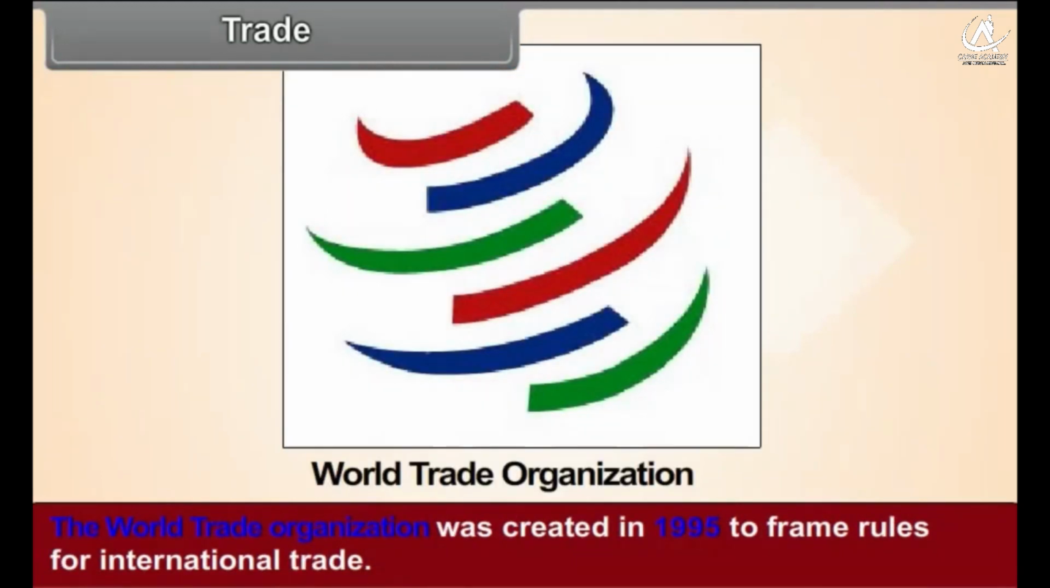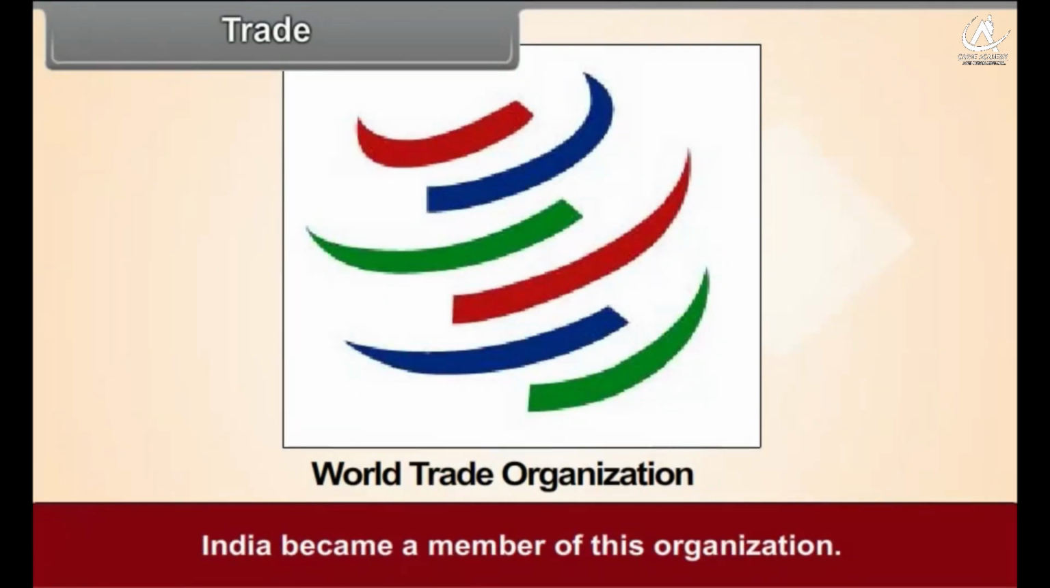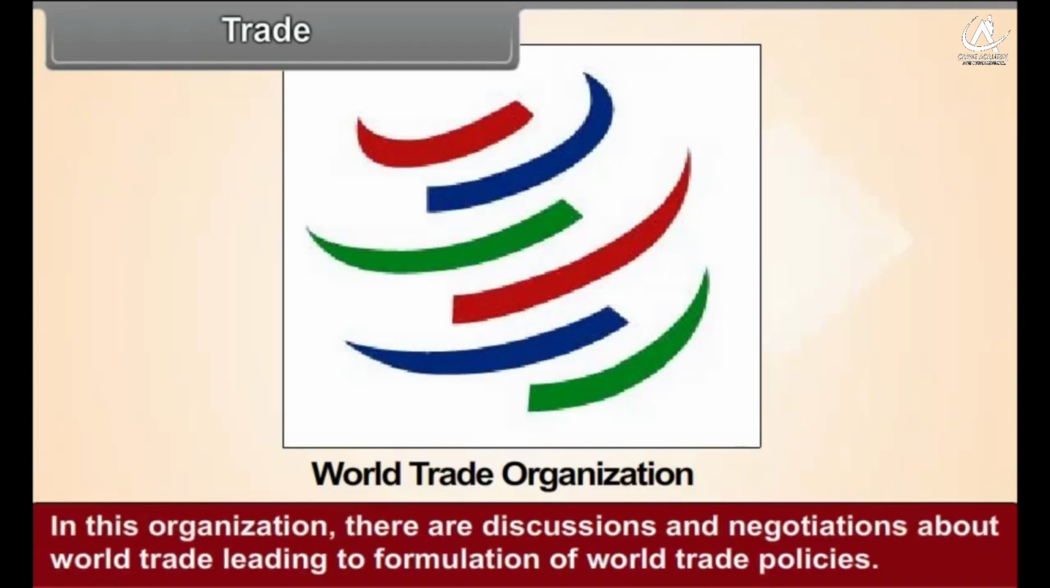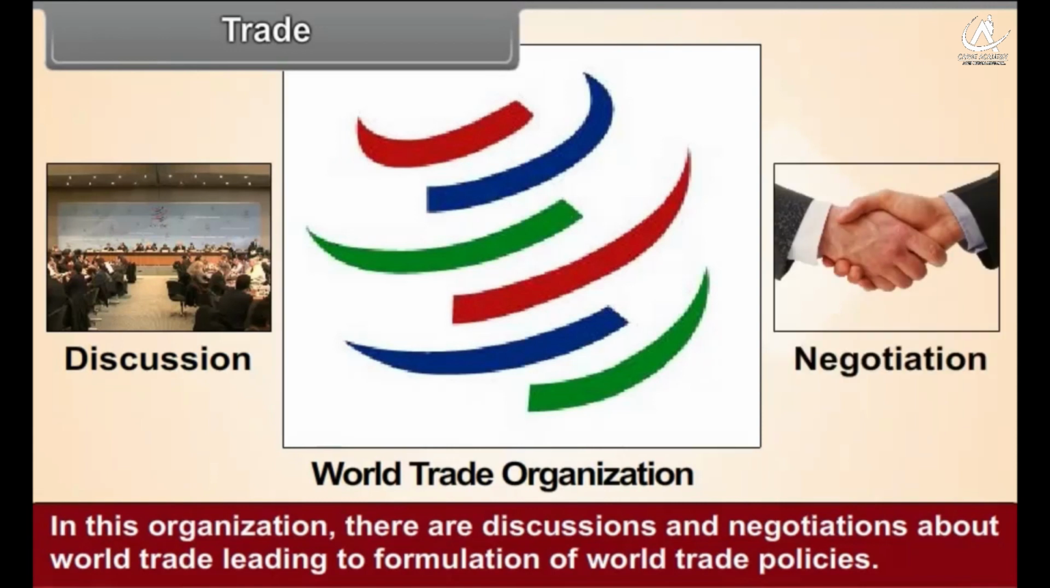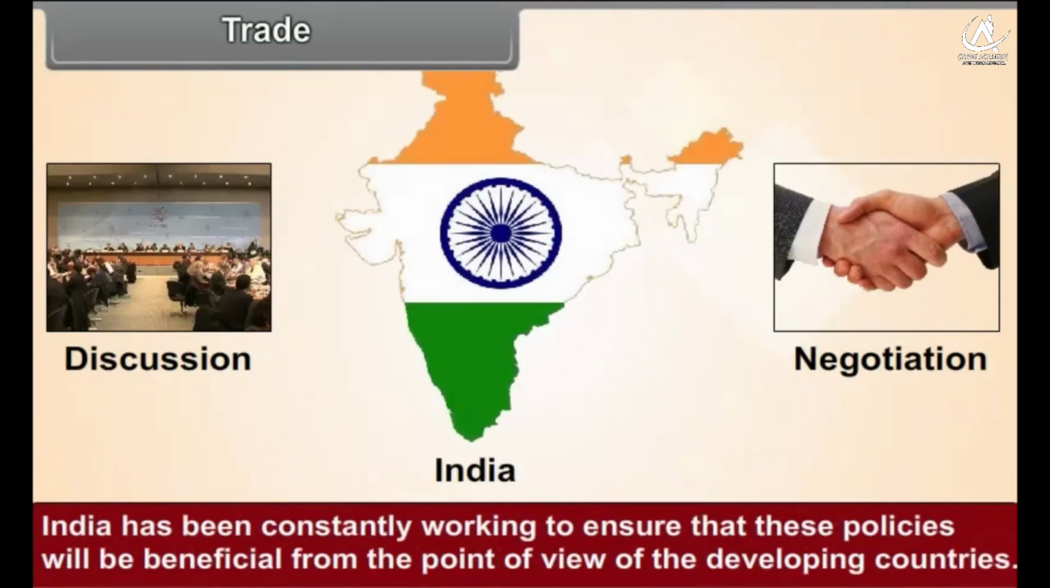The World Trade Organization was created in 1995 to frame rules for international trade. India became a member of this organization. In this organization, there are discussions and negotiations about world trade leading to formulation of world trade policies. India has been constantly working to ensure that these policies will be beneficial from the point of view of the developing countries.